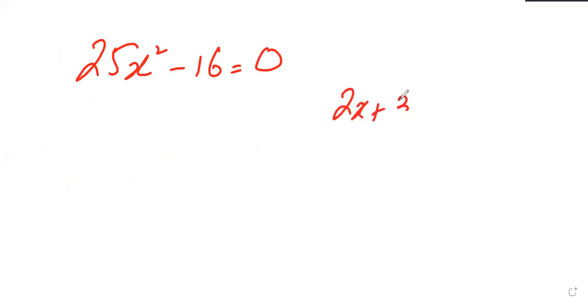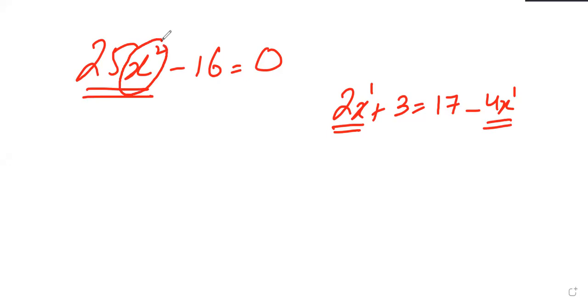Look here, guys. 25x square minus 16 equals 0. How can we identify the linear equation? This is linear. This is a linear equation. Why? Because in this equation we have only a linear term; the unknown is only linear. But in the other equation we have a quadratic variable. When the variable has power square, we call it a quadratic variable or quadratic term. So whenever the equation consists of a quadratic term, we call it a quadratic equation.